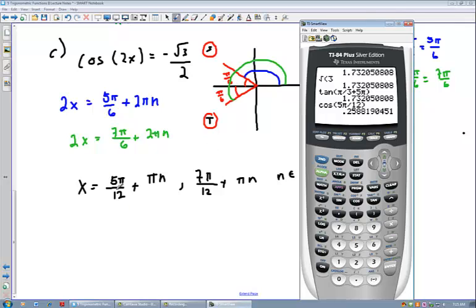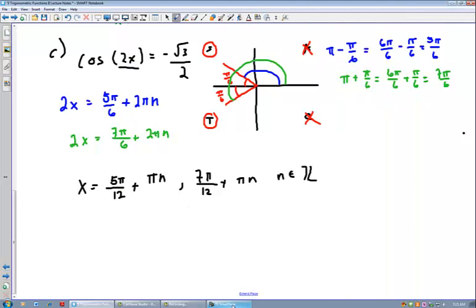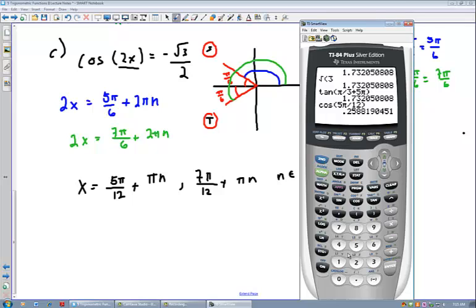I put in 5 pi over 12 for x, but this is not x. This is 2 times x. So let's fix that, and then that'll fix what I put here. So here's my last entry, and I should have in front of this 2 times that answer, 2 times that solution. And there you go. So that's negative √3 over 2. So negative square root of 3 in parentheses divided by 2. You'll see those are exactly the same.